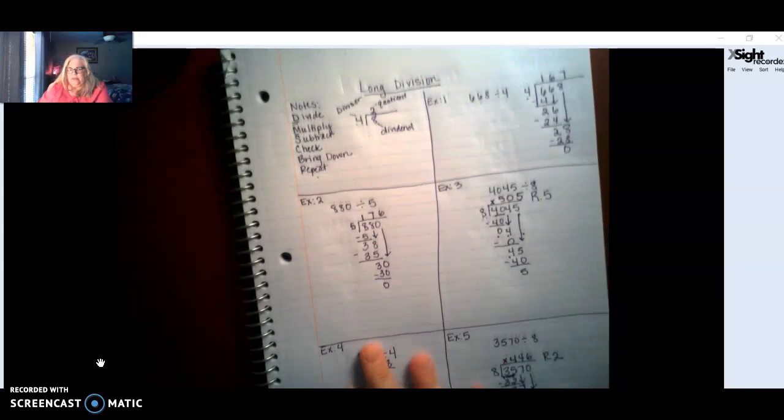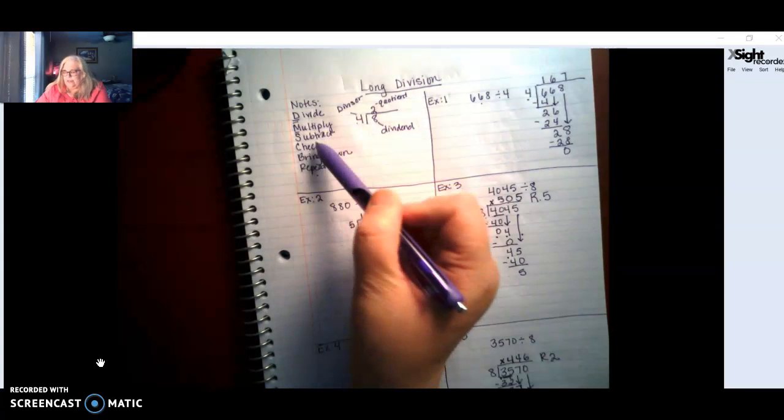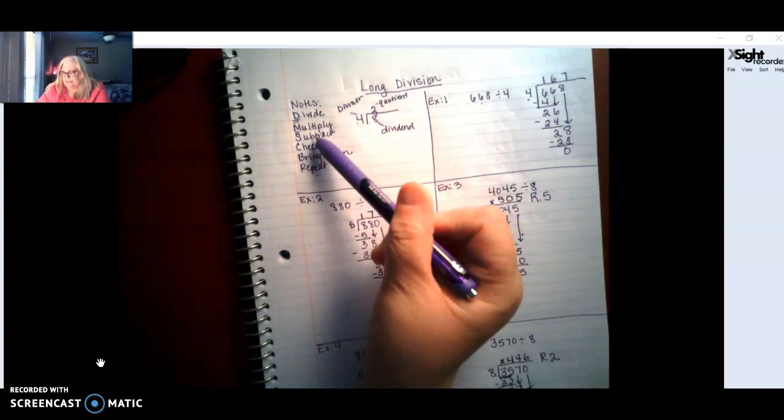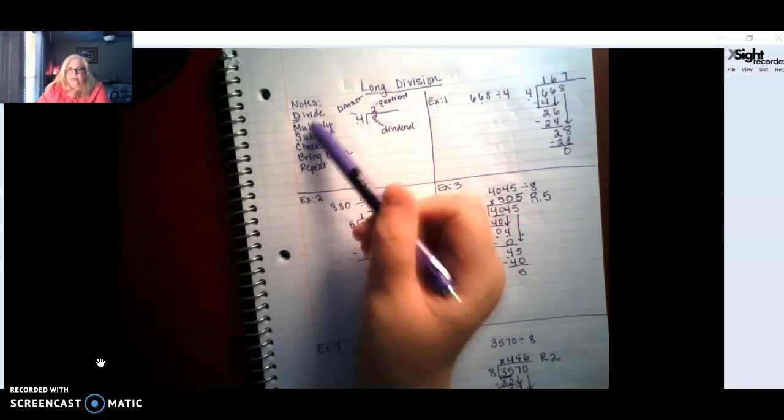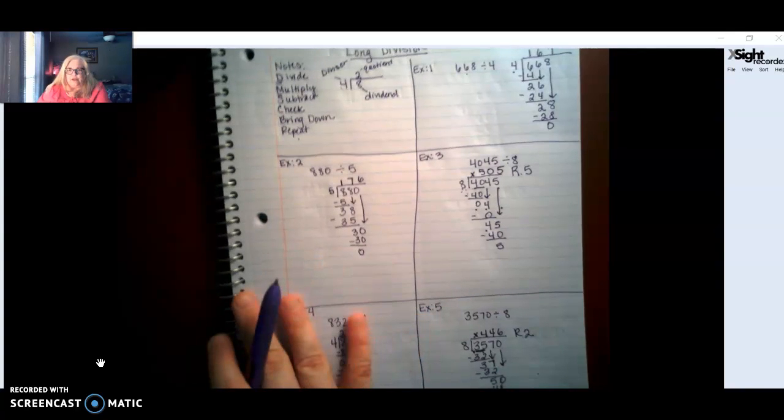Okay, so remember, does McDonald's sell cheeseburgers? Divide, multiply, subtract, check, bring down, repeat. Go back up to the top. These are the notes for long division.